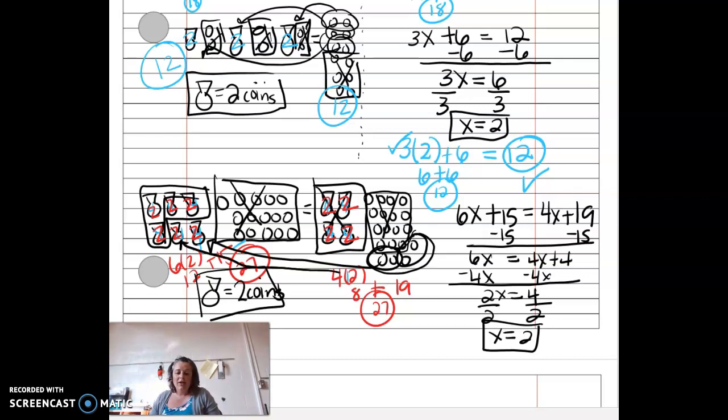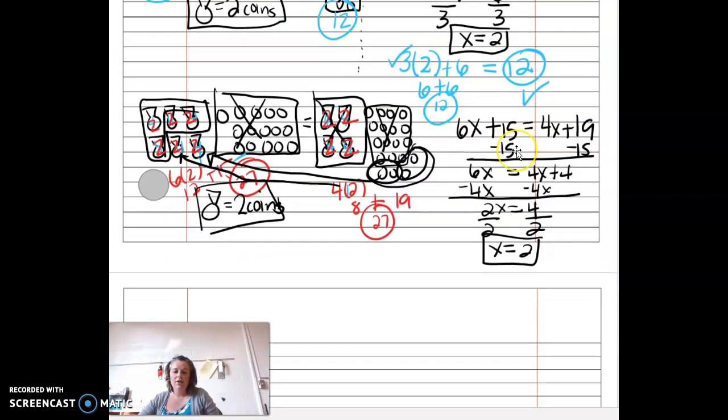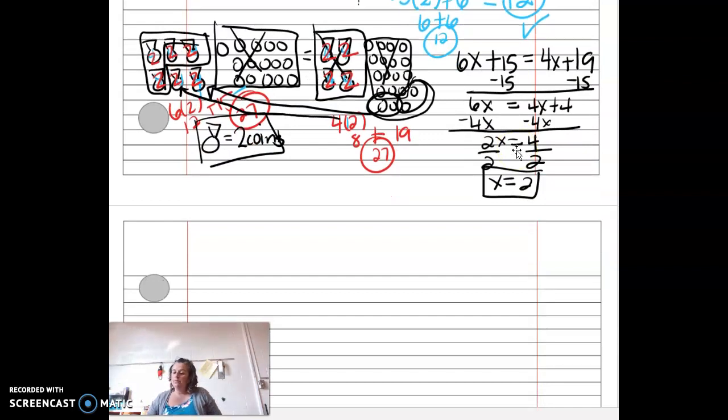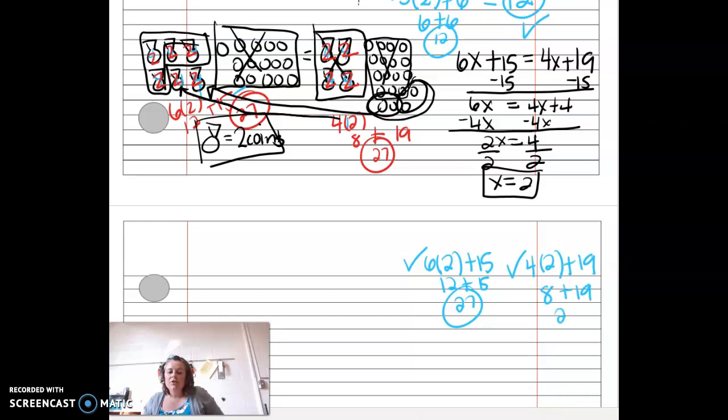And when we do our check, put that check down here below. Okay, we'll do our check. Pick my blue color. So I'm going to check the left side. So we had 6 bags, 2 coins, plus the 15. We had 12 plus the 15 gave us 27. And then I'm going to check the right side, which gives me 4 bags of 2 plus the 19 extra ones gives me 8 plus 19, which is 27. Both sides have 27 coins, which is what we wanted.